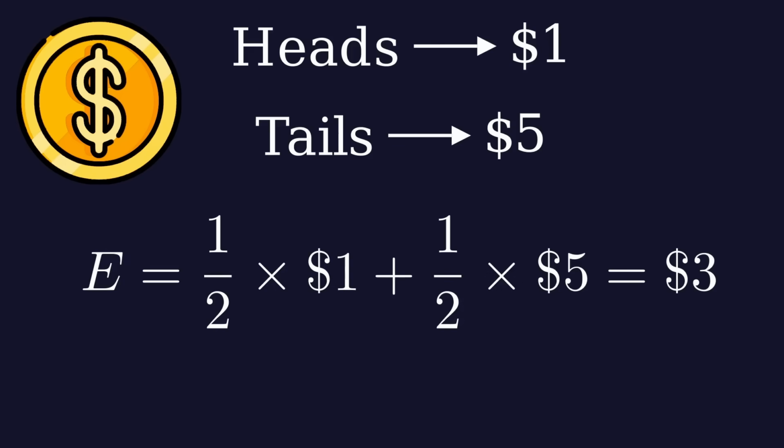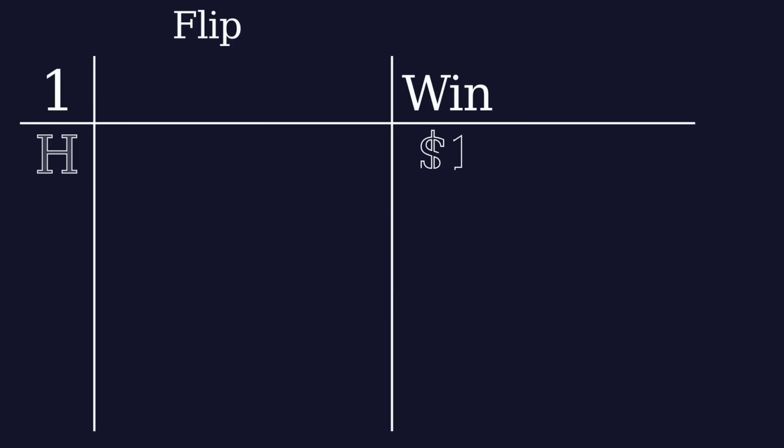That means if you pay more than $3 to play this game, you will lose money in the long run. On the other hand, if you pay less than $3, you are expected to win money over time. Now let's modify the rules of the game. Now if the coin lands on heads in the first flip, you win $1.